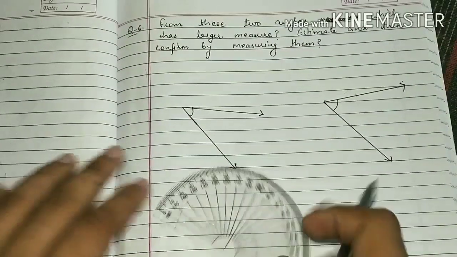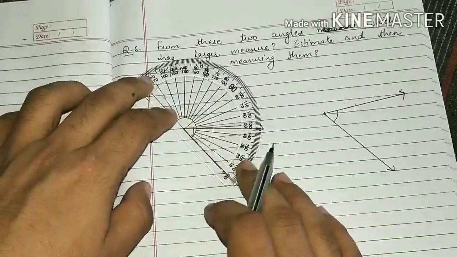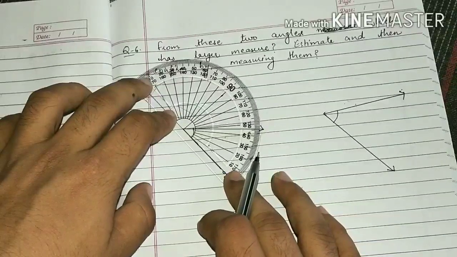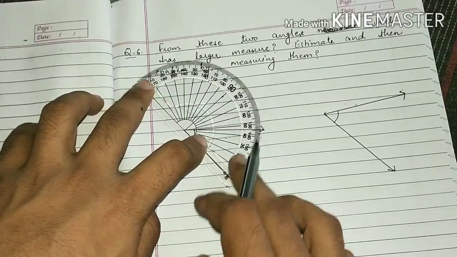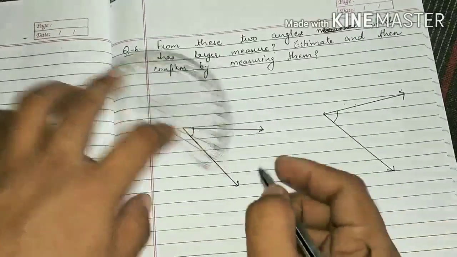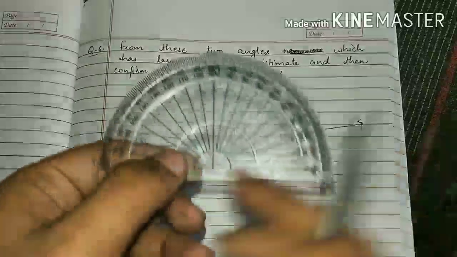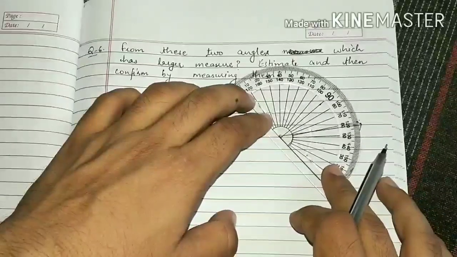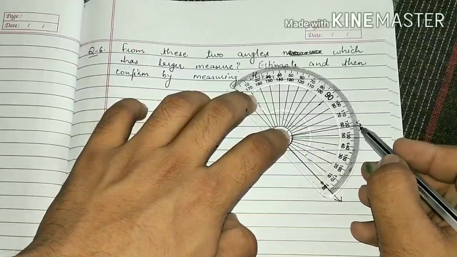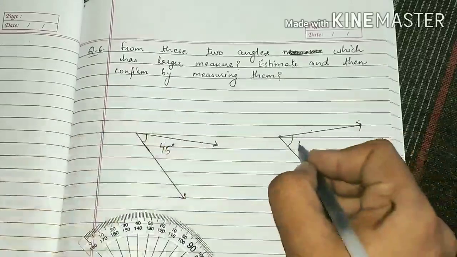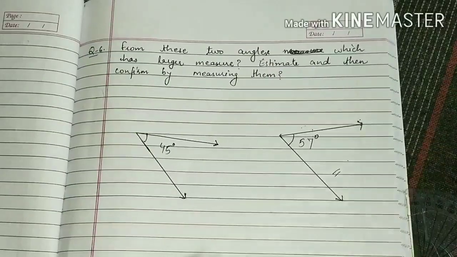Now if we measure them, first of all we should keep this middle point of the protractor at the vertex. We keep it here like this and see that both these lines, 0 degree line and this line, are coinciding. Now see the angle. The angle here is around 45 degree. Okay, so what is the angle here? 45 degree. Now in this case we will again keep this middle point of the protractor at the vertex and see that both these lines are coinciding. Now measure the angle. Now the angle is around 57 degree. Okay, what is the angle? 57 degrees. So we can confirm that this angle is bigger than this angle.